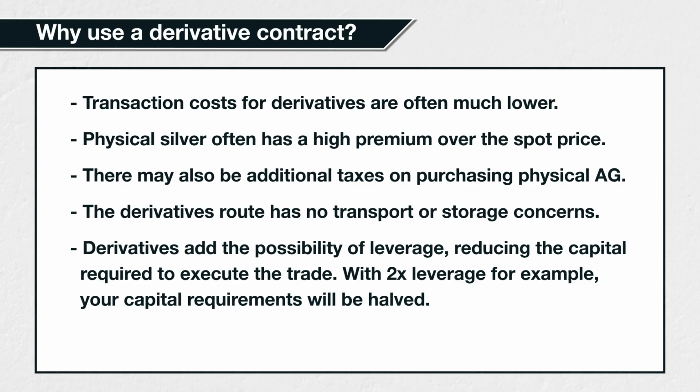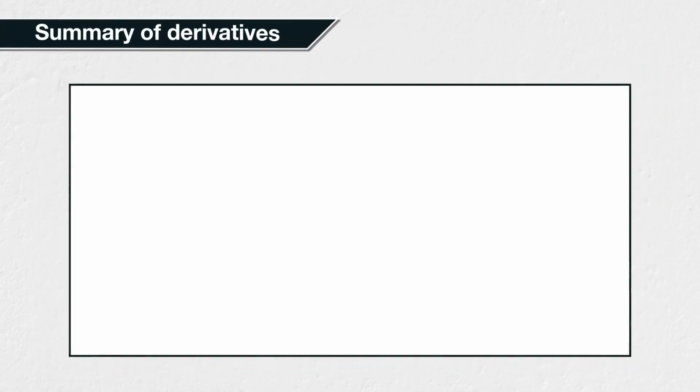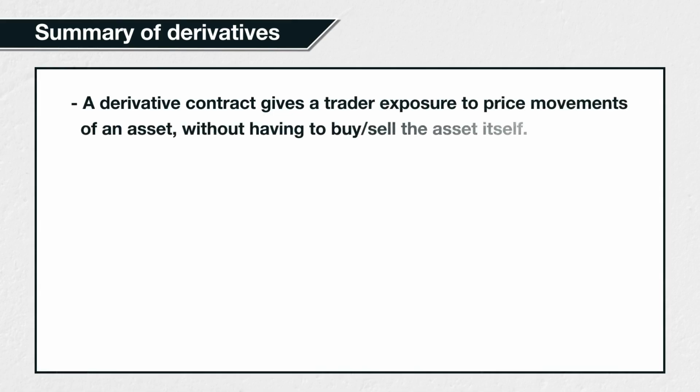We've only looked at a single simplified example so far, but the takeaway in this first lecture is that derivatives contracts allow traders to structure trades that suit their needs, while also avoiding many of the disadvantages of purchasing physical assets. In summary, a derivative contract allows a trader to gain exposure to price movements of an asset without having to buy or sell the asset itself.